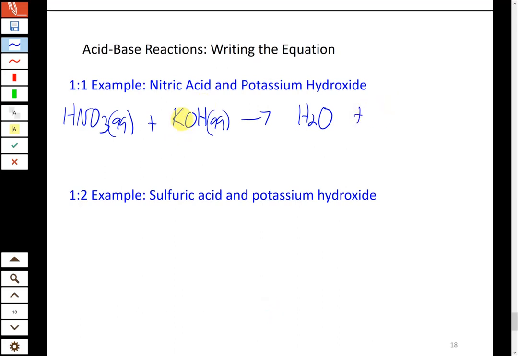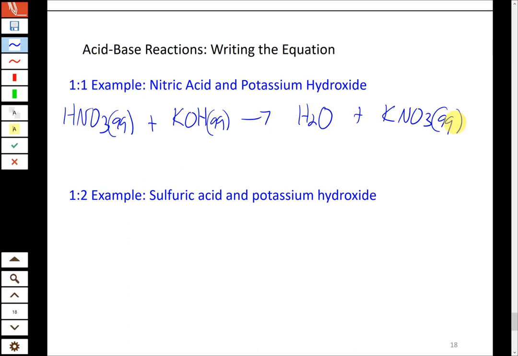So the cation from the base is K+. The anion is NO3- from our acid. So the ionic compound that forms is KNO3. And that's a soluble ionic compound. K+ salts are always soluble, as are NO3- salts. So by solubility rules, that will be a soluble ionic compound.